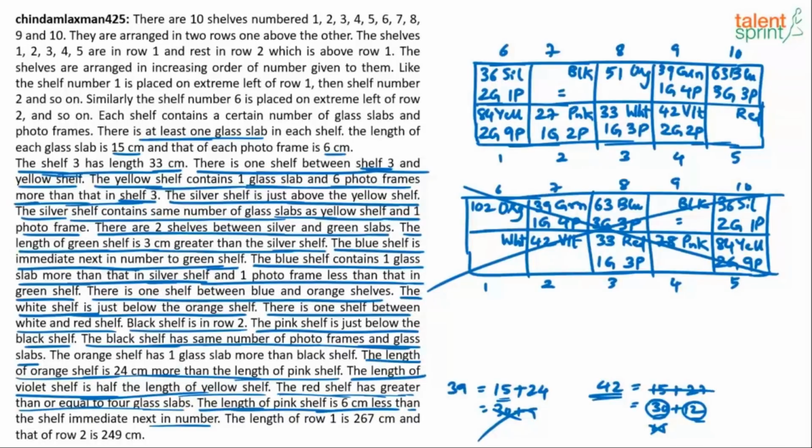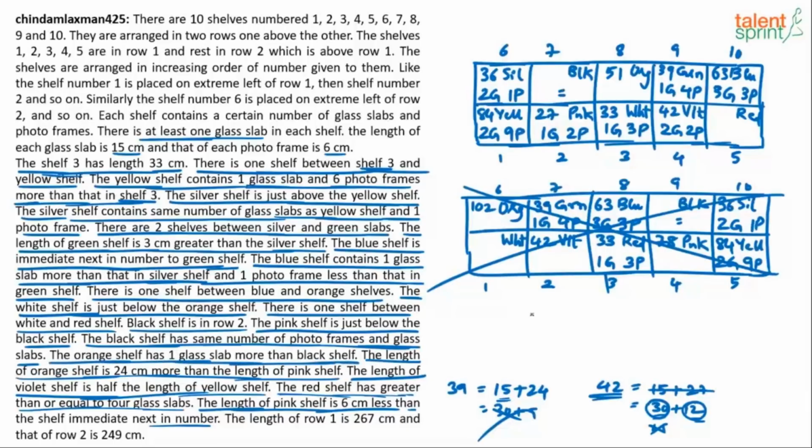Yeah, now it becomes easier. Only case 1 is left out because red has got more than 4. Here we have got only 1 glass slab for red. Now work on case number 1. See, the logic I am trying to apply here is that it says orange has 1 slab more than black. Yes or no? The orange shelf has 1 glass slab more than the black shelf.